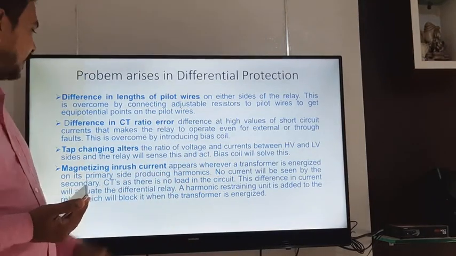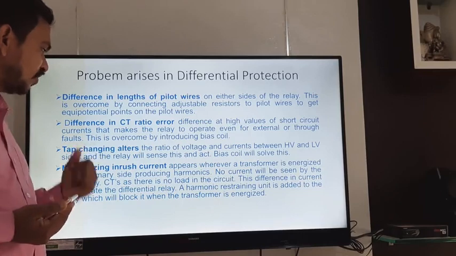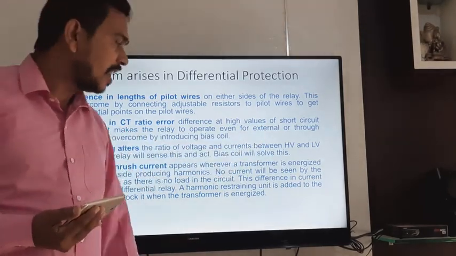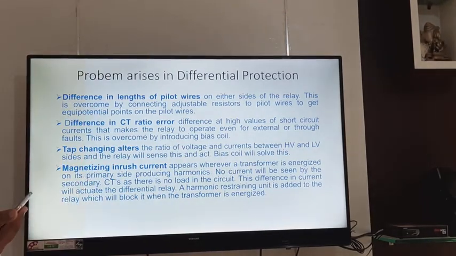Next is tap changing alters. When we are using tap changing, at that time the ratio of voltage and currents between the high voltage and low voltage sides changes, and the relay will sense this.